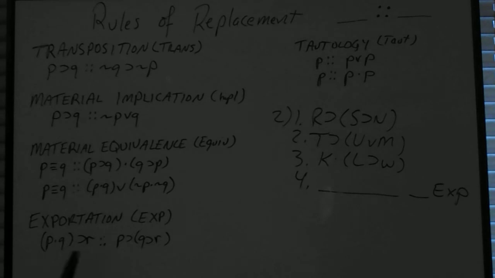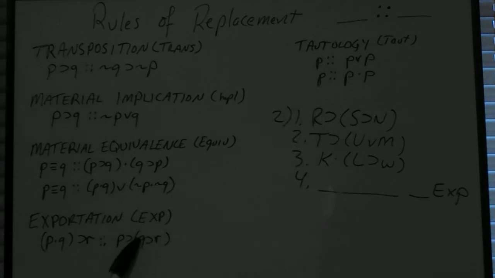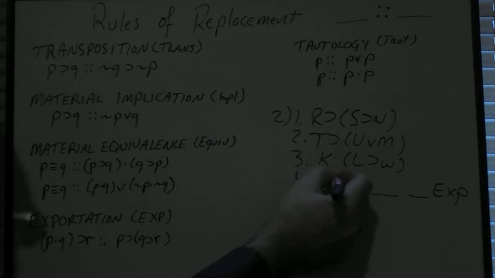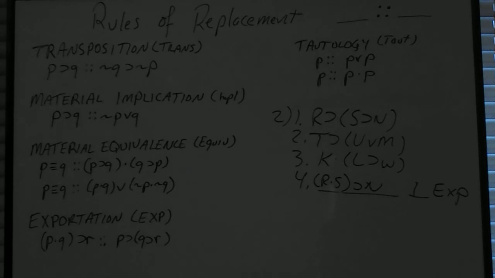So exportation, again, we're looking for either P and Q then R with the parentheses on this side, or P then Q then R with the parentheses on this side. Line 1, they're all horseshoes, so it looks kind of like P then Q then R then S then N, which means that this could be made to look like this. So that would be R and S then N from line 1 through exportation.